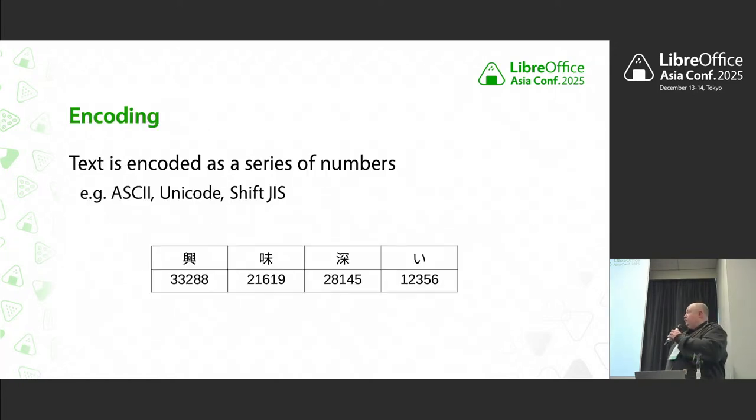So the first thing that we need is some text stored somewhere in a computer's memory. Computers don't understand human language, so instead we've invented a number of encodings to map characters onto numbers, which computers do understand. The most common encoding today is Unicode, and that's what's shown in this example.